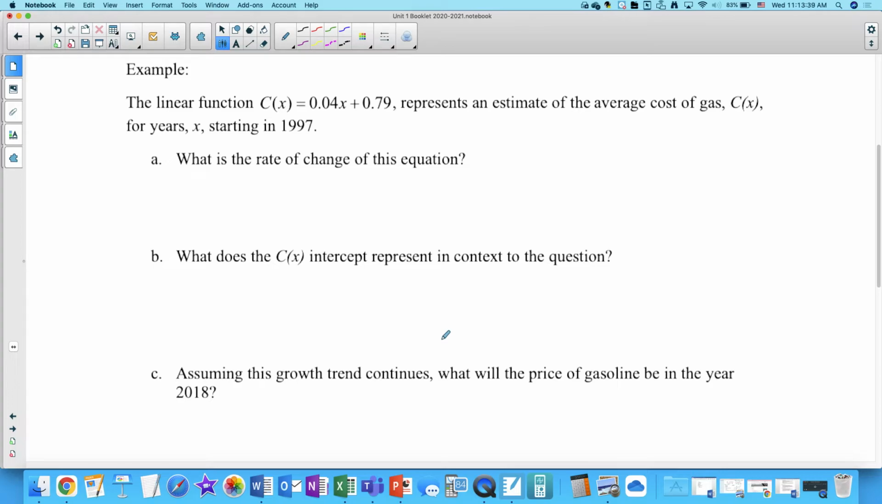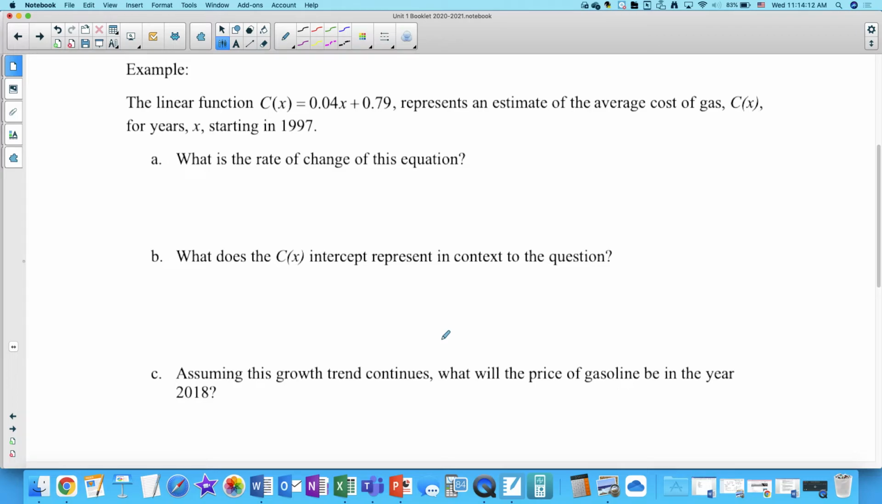Okay? So for example, if we're talking about the cost of gas in 1998, what would x be? 1, exactly, right? So x is number of years starting from 1997. If we're talking about 2022, what would x be? 25, yeah, exactly. Okay? So firstly, what is the rate of change for this equation? Let's talk about that first.